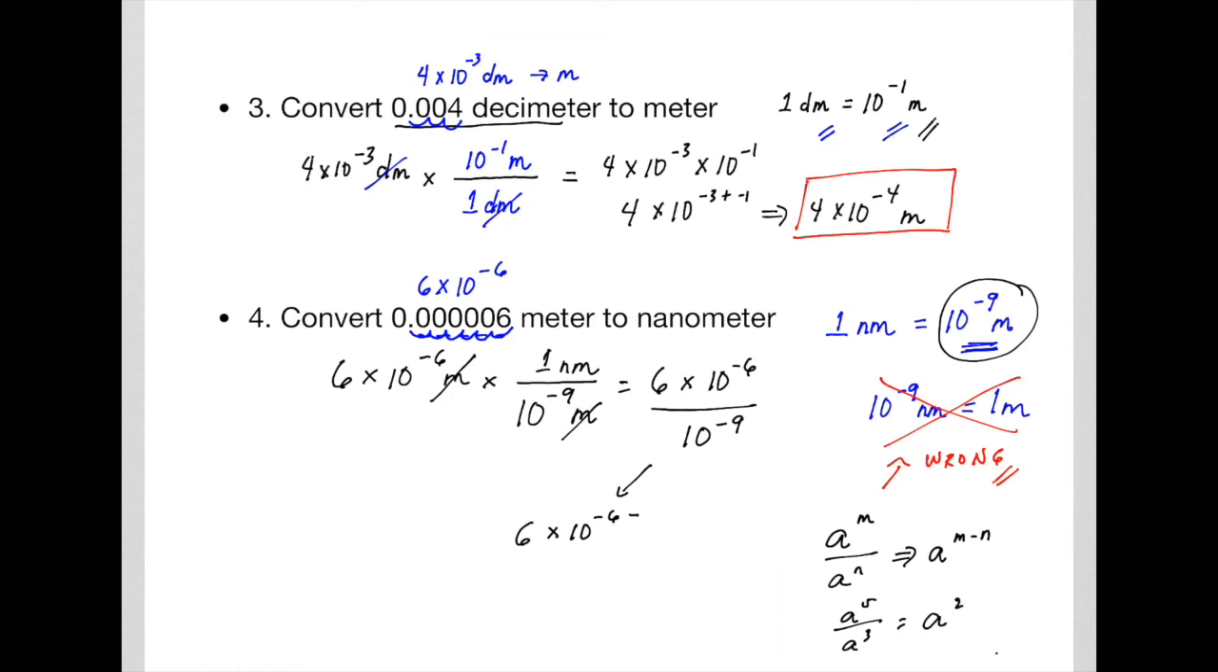Now, negative 6 minus negative 9. So therefore, what will be the answer? That is 6 times 10 raised to negative 6 plus 9, and therefore that would become 6 times 10 raised to 3, and the unit is nanometer. So that's it. I hope that you've learned something from this.